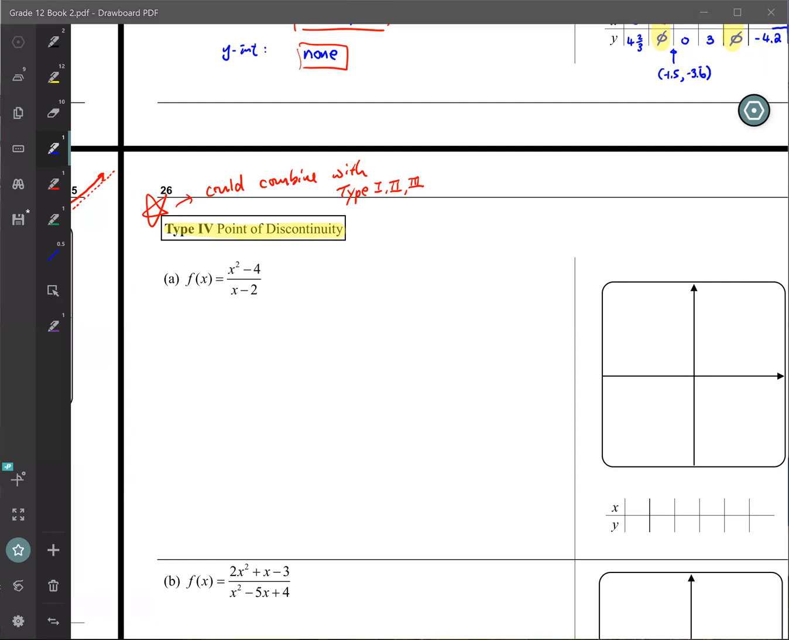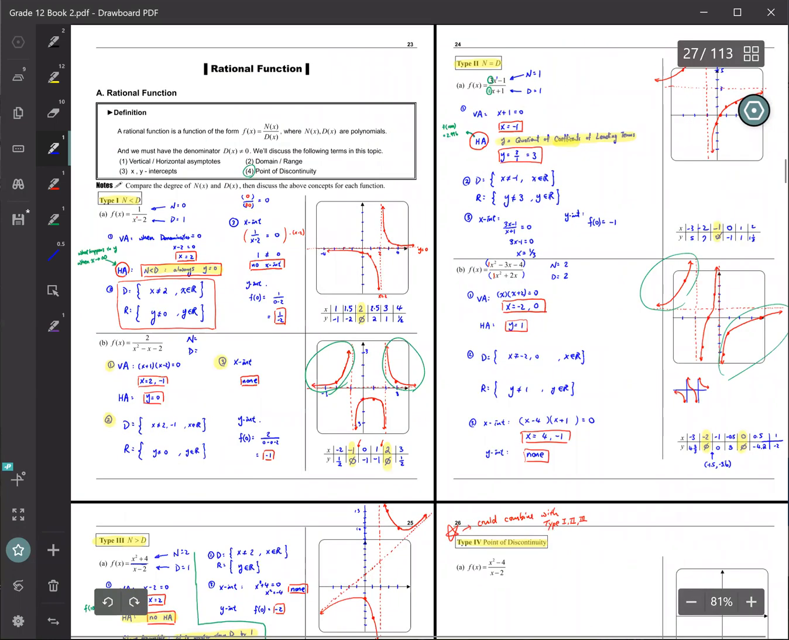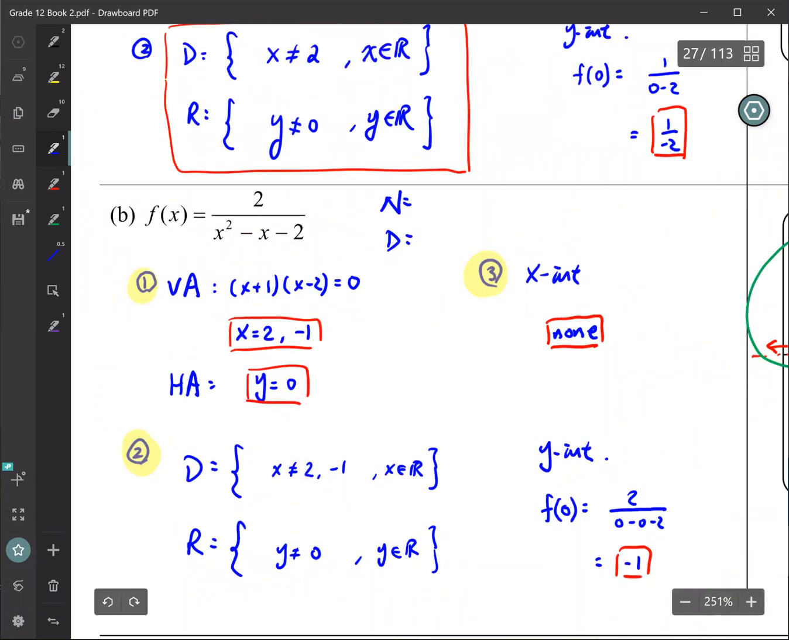Anybody? Difference of square. Yes, very good, okay? It's something that we could factor, right? So whenever it's factorable, it is possible to have point of discontinuity. We had an example that is factorable, I think like this one, right? Question B down here. This one is factorable, x plus 1, x minus 2. But then after you factor, nothing can cancel out, right?